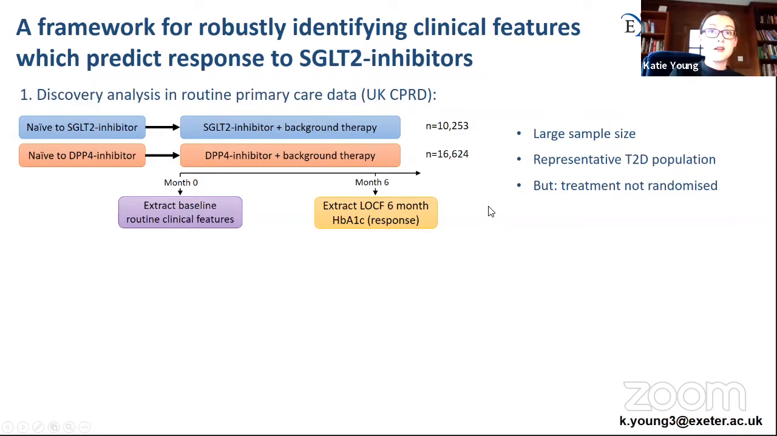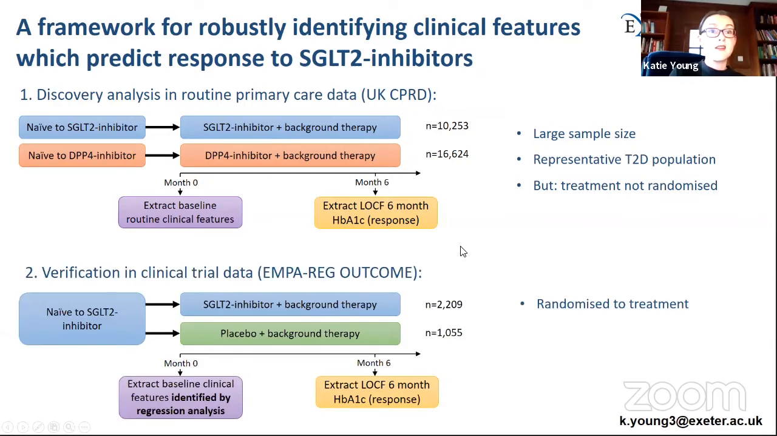The advantage of doing stage 1 in primary care data is you get these very large sample sizes that you can see here. It's a representative type 2 diabetes population, but the issue is that patients are not randomized to their treatment, and this can introduce confounding or bias, which we address in stage 2. So here we verify the results in clinical trial data, in this case EMPA-REG outcome, in which patients are randomized to their treatment. So we know that if the clinical features which were identified as predictors of response in stage 1 are also predictors of response in this population, they're not due to confounding or bias.